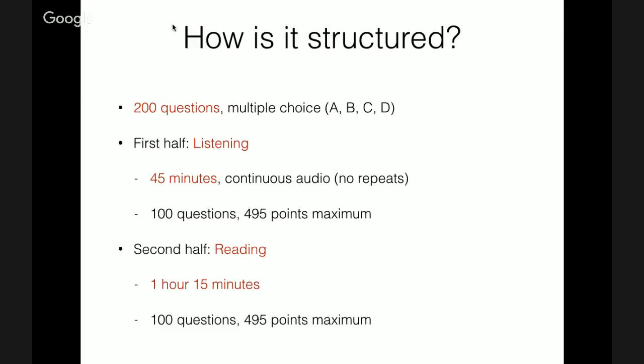So the structure of the TOEIC is pretty simple, and every TOEIC test is structured in the same way.